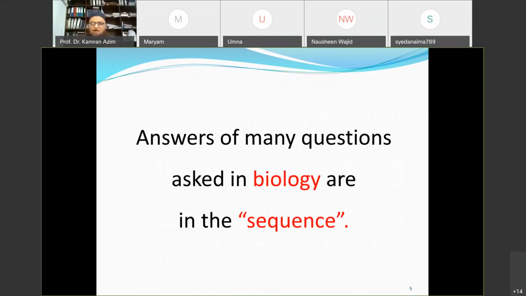Now, what I wanted to explain here is the importance of the sequence of nucleotides in DNA. And we know that the genome is primarily comprised of DNA molecules. This is the reason that the sequence of nucleotides in DNA is important in the structure and function of the genome of living organisms.